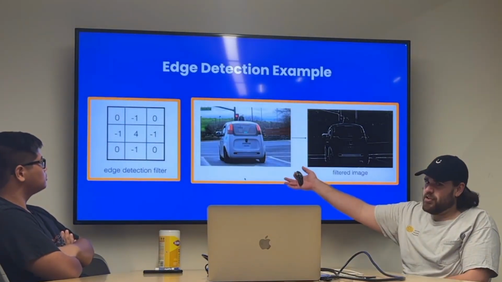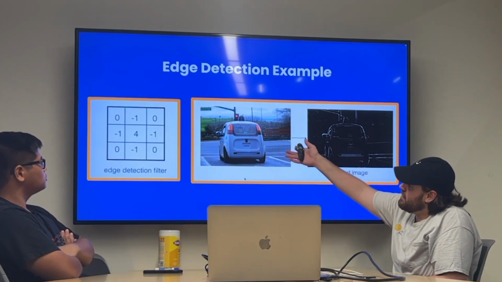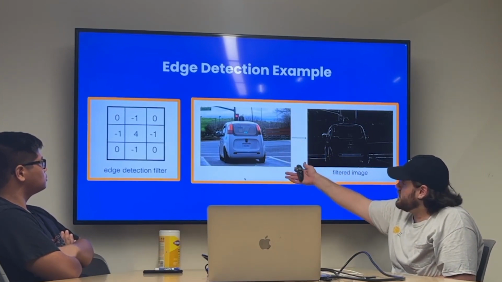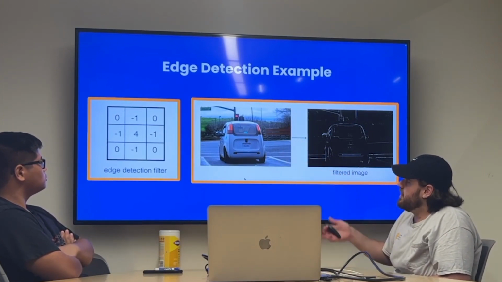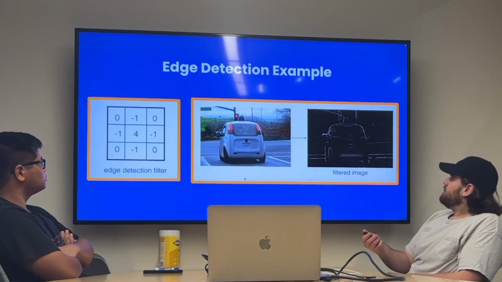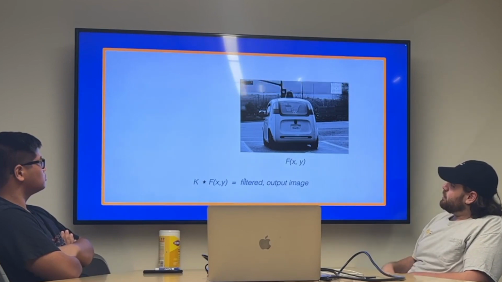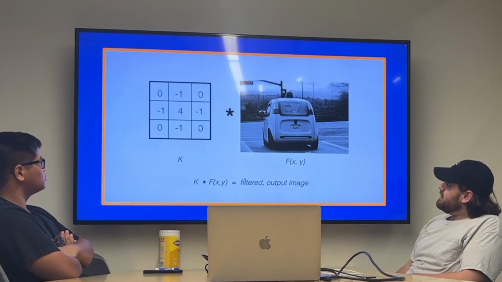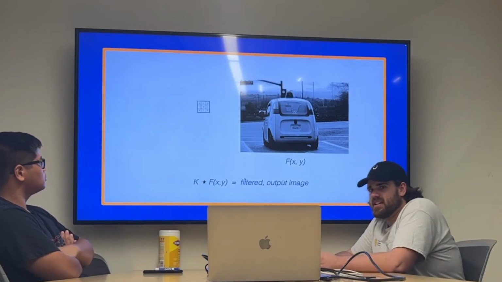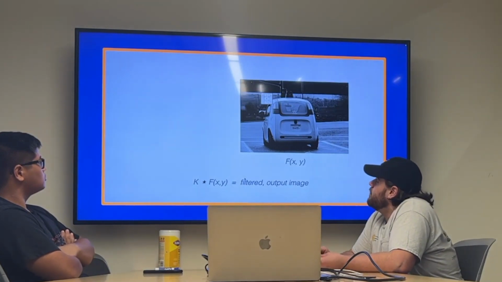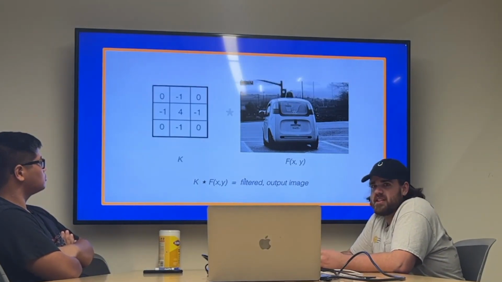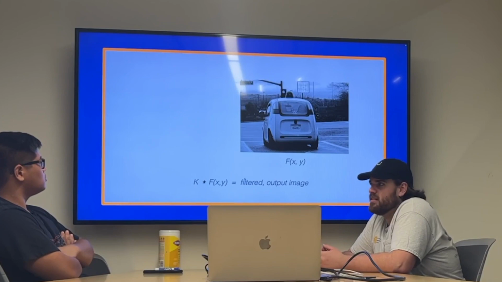If you change the filter, you can get something like this, where you have a filter that goes through and finds a bunch of edges. So here's an example of what it looks like going through. And a thing to note is that typically you want your filters to add up to 0, because then you're not adding or removing any data, technically.